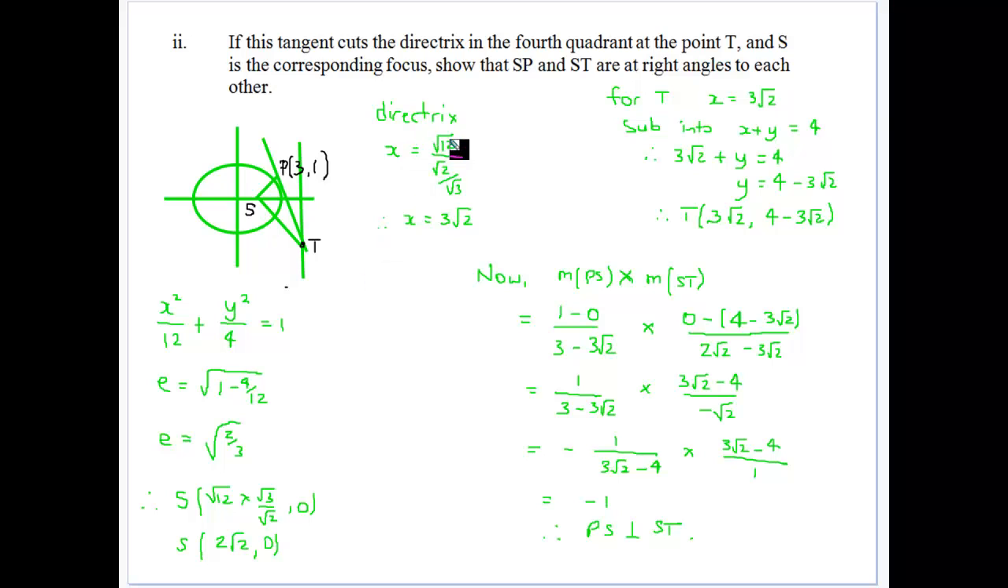Our directrix would be a on e, so we'll do that and we get x equals 3 root 2 when we do the multiplication out. If you check that out, that gives you 6 squared, or 36, on root 2, and then you can clean it up to get 3 root 2. So to get our other point, if x is 3 root 2, we substitute into the tangent because the tangent actually hits at that point there. So we've got another line that we can get the y value from. We put it in, we solve, and we get y is equal to 4 minus 3 root 2. So there's T.